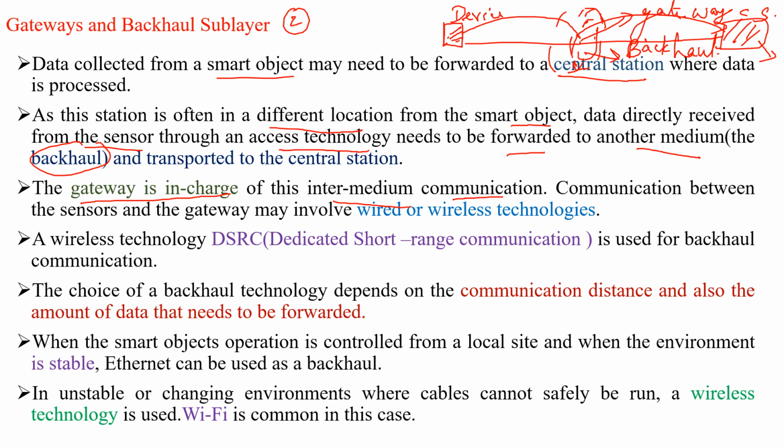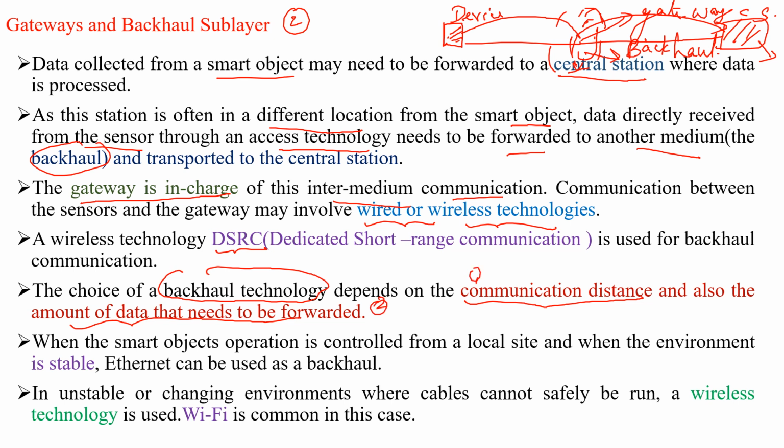Communication between the sensors and gateway may involve either wired technology or wireless technology. The wireless technology, for example DSRC, is used for backhaul communication. What is meant by DSRC? Dedicated Short Range Communication. The choice of a backhaul technology depends on the communication distance and also the amount of data that needs to be forwarded. So the type of backhaul technology depends on these two properties.